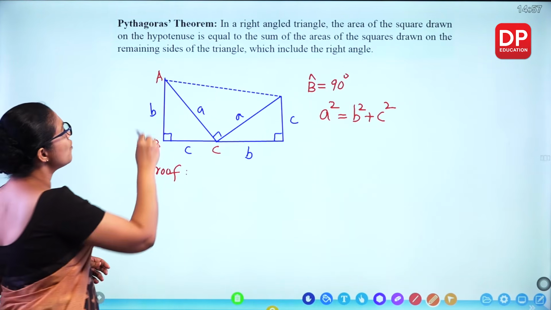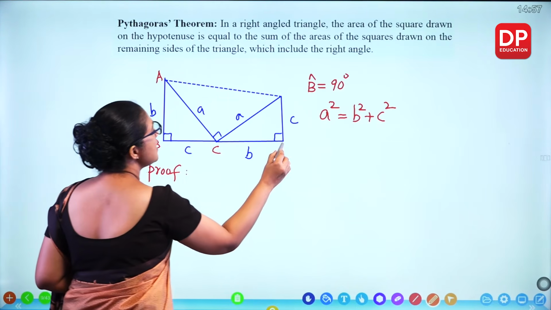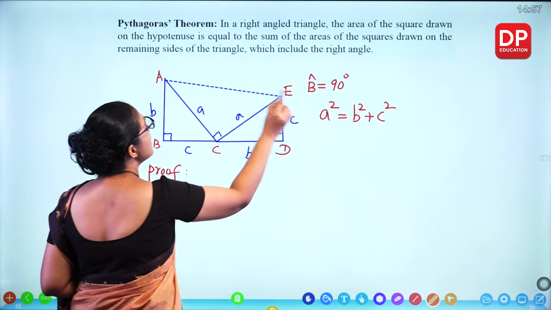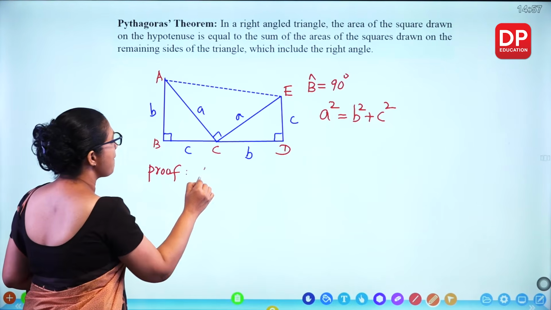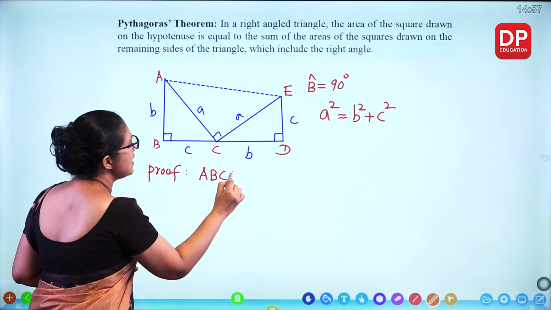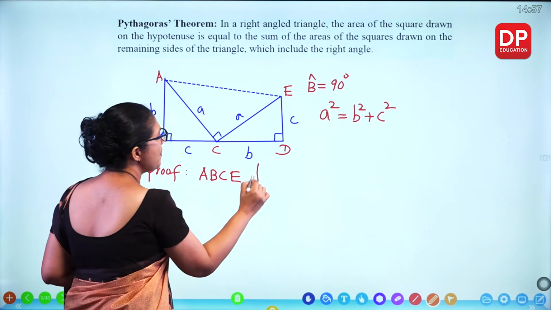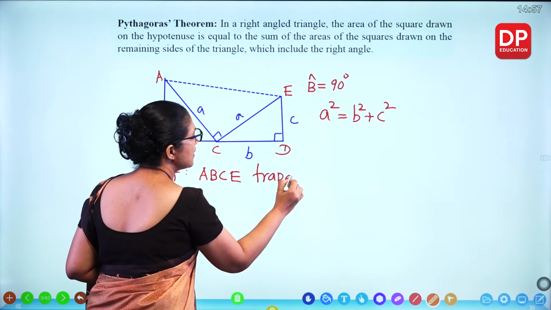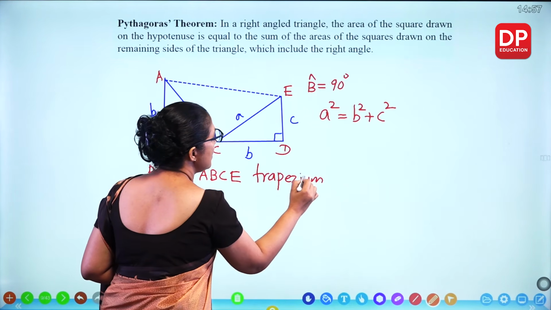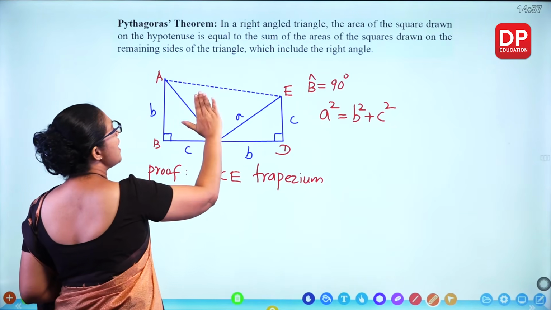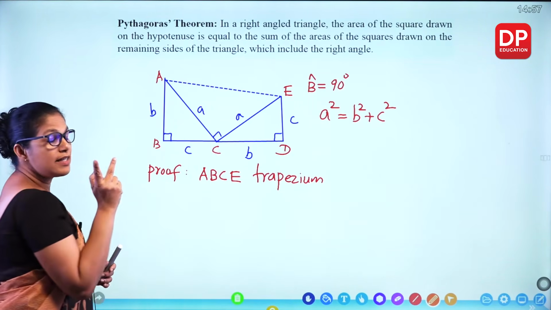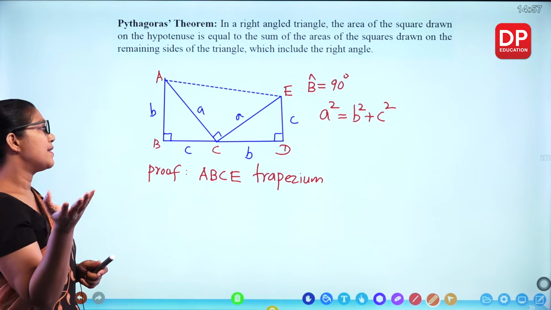So what is the full shape you are getting? ABC, D, E. So what is the ABCE diagram? ABCE is a trapezium you are getting. In the trapezium, we'll try to find the area separately and add it to get the area of the trapezium.